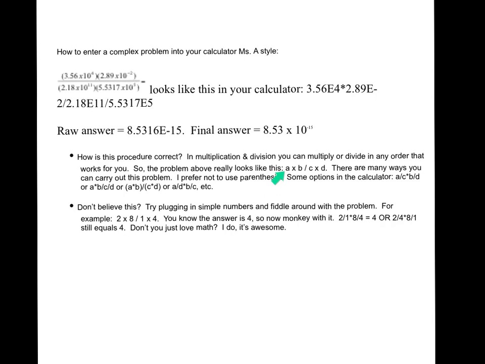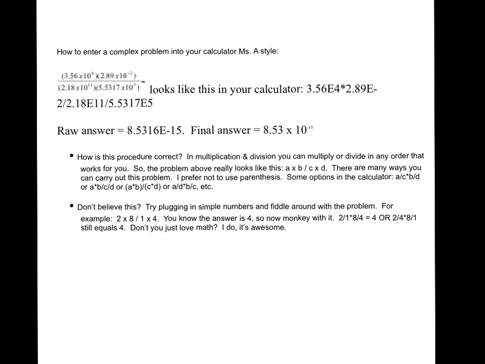Now, you can actually enter this into your calculator in a number of ways. If you were pretending this was A times B divided by C times D, you could do A divided by C times B divided by D. You could do A divided by D times B divided by C. I just don't use the parentheses. And if something's on the bottom, I still have to divide by it.